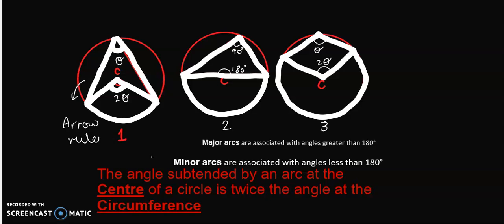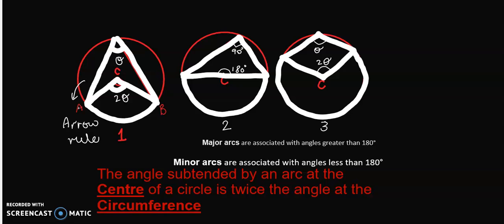The minor arc AB is subtending two angles. The angle which it is subtending at the center of the circle is 2 theta, whereas the angle which it is subtending at the circumference is theta, because the angle at the center is always double as compared to the angle at the circumference.